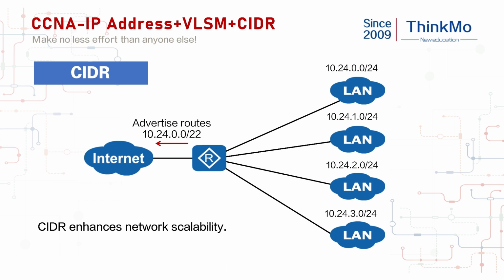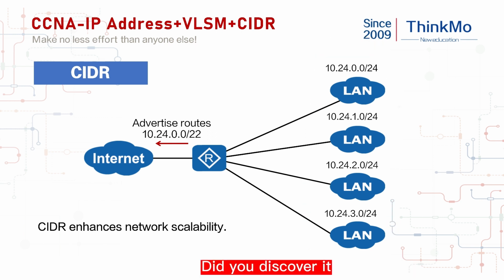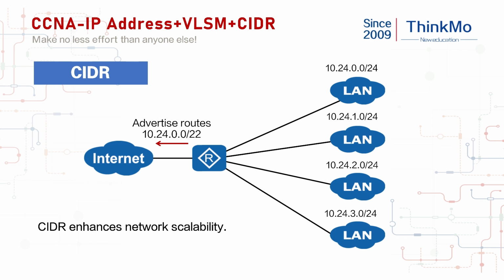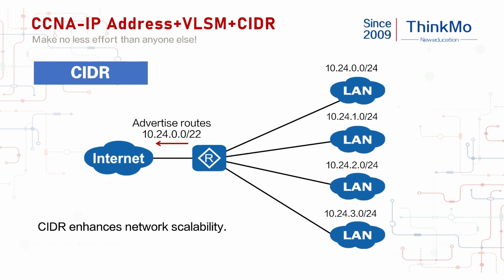Eventually these addresses will be applied to the network. Means this. Now, everyone can see it summarizes the network segments on the right. Did you discover it? Classless interdomain routing and VLSM is an opposite technique. The network segment itself is a 24-bit mask. It is changed or notified.